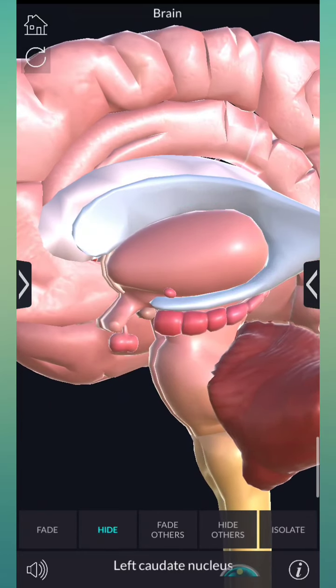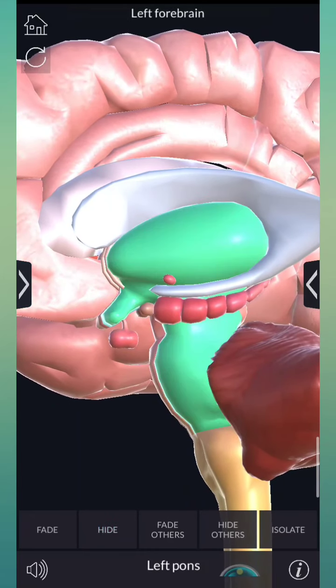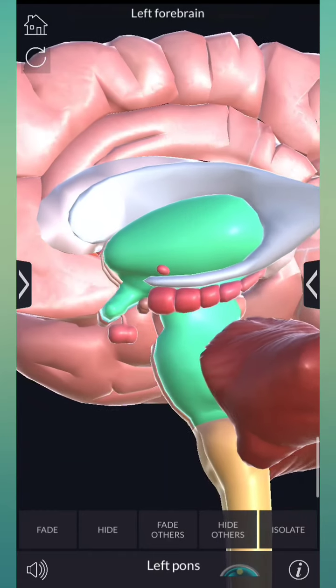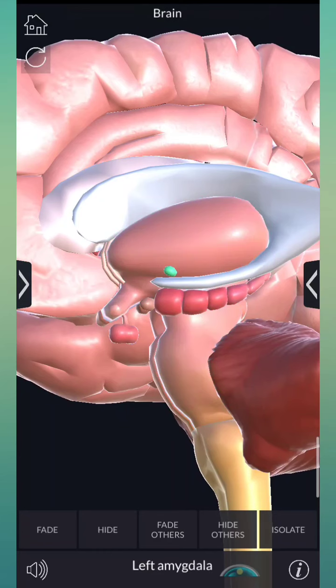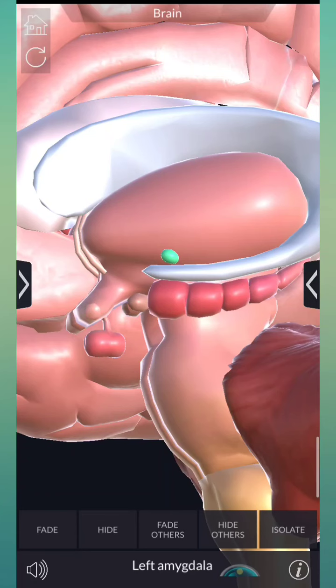So we can hide this part, and this part is amygdala. This part is amygdala. You can see on the screen a green round shape spot, so that is called amygdala.